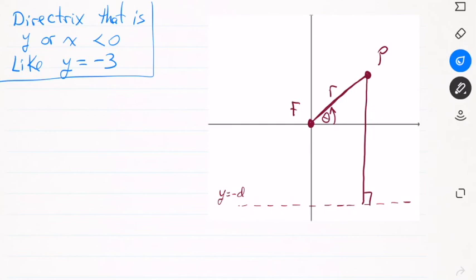And, of course, we still have theta and we still have r as the radius for populating these points P. All right, so with theta and r, we're going to graph this function dependent on the distance between the foci and the directrix.